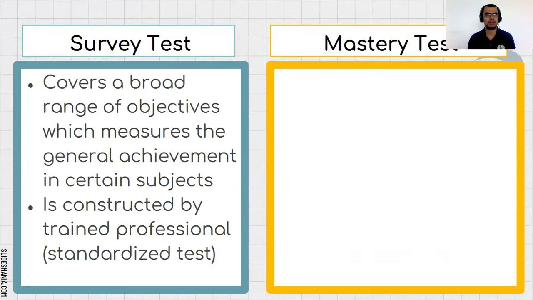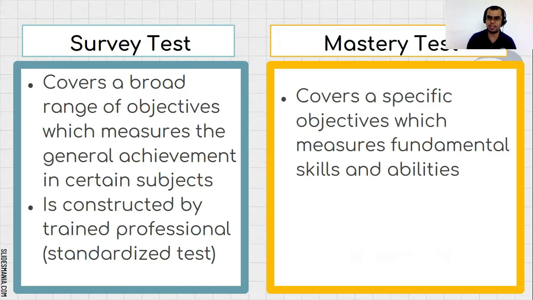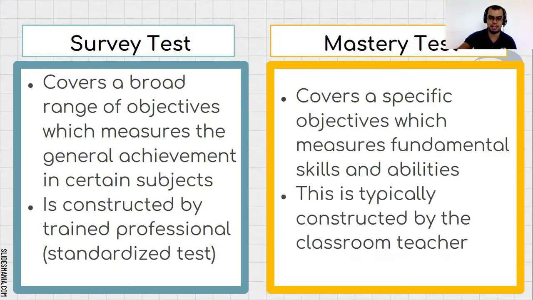Though we are trying to measure the level of intelligence and the achievement of students, it can be used in many ways. It can provide information on a survey on how schools are performing with respect to the national standards. And we have here the mastery test. It covers specific objectives which measure fundamental skills and abilities. This is typically constructed by classroom teachers. So if you have noticed, survey test is a standardized test and mastery test is a teacher-made test.